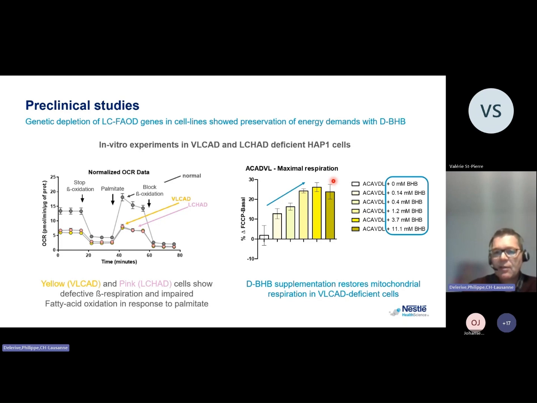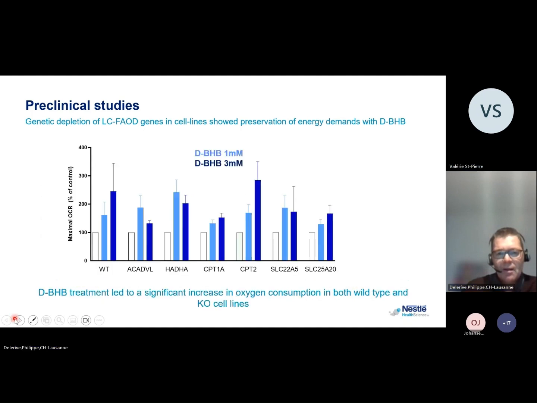But we completed that work for every cell line and all the genes that are affected in FAOD, suggesting that in vitro, DBHB supplementation restores mitochondrial respiration in a deficient cell. You could extend this finding, as I said, to all the genes affected by FAOD: VLCAD, LCHAD, CPT1, CPT2, CACT, as well as CRAT.